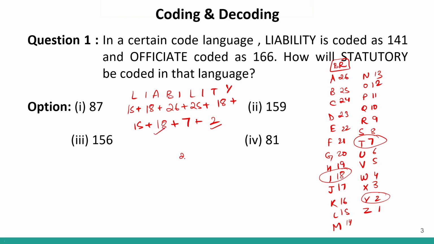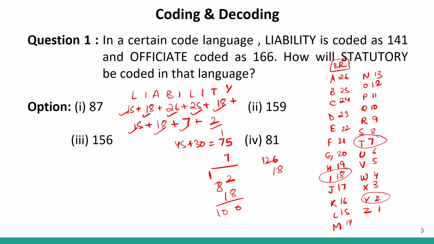So 18 plus 2, 20. Correct? 20 plus 25, 45. Okay? 15 plus 15 is 30. So 45 plus 30 is 75. Correct? 75 plus, let me add 7. So 7 if I add, I'll get 82. 82 plus 18 will be 100. Correct? 100 plus 26, 126. And if I add 18 into it, I'll get 144. So the sum is 144. Clear? So the sum is 144.